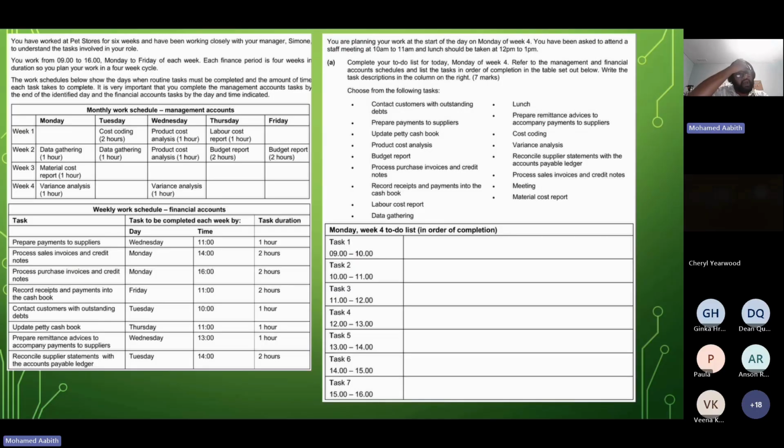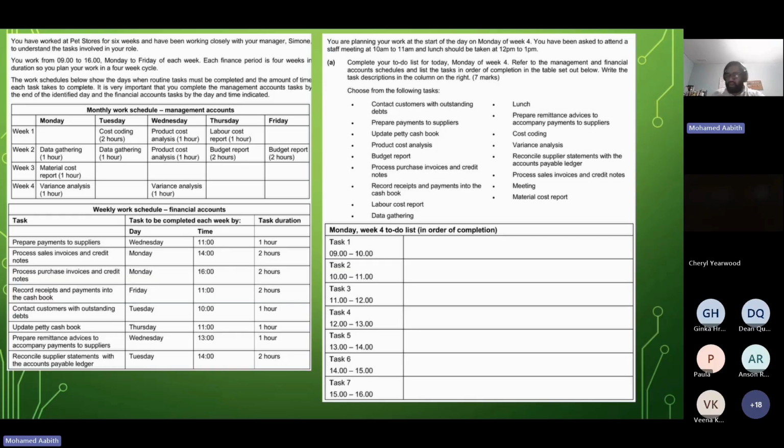So here they're saying at Pestos, you worked there for 6 weeks and you've been closely working with Simone to understand the tasks involved. You work from 9 to 4, Monday to Friday. Each finance period is 4 weeks. You plan your week's work accordingly. And then they're saying here there are some important tasks you do.